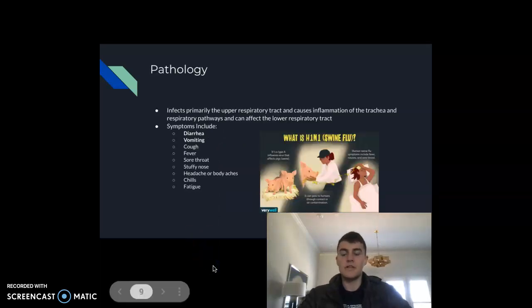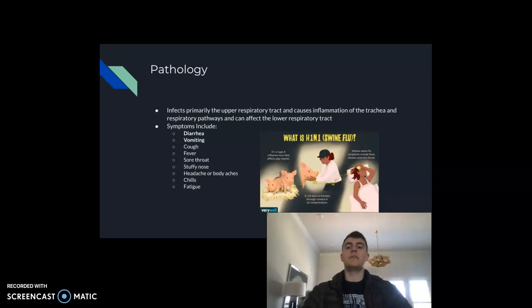So the pathology: H1N1, that version of the flu, mainly affects the upper respiratory tract, and it's going to cause inflammation of the trachea and the other respiratory pathways, and it can actually affect the lower respiratory tract as well.